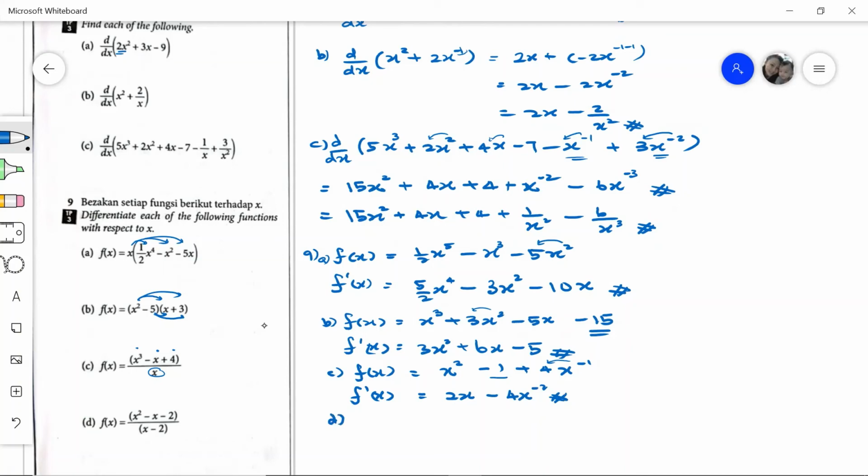And then D, we're going to factorize this. So let's write this. Factorize this one, we will have x and x, 2 and 1, so minus and plus. You will notice that x minus 2 and x minus 2 can be simplified. So we are left with just x plus 1. So differentiate this function. Therefore, the derivative is 1. So that is the answer. So that's it for question number 8 and number 9.